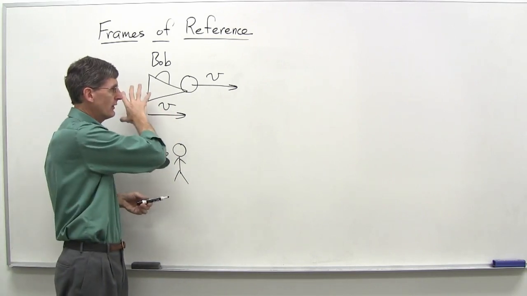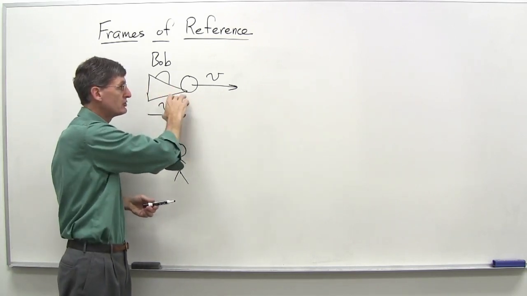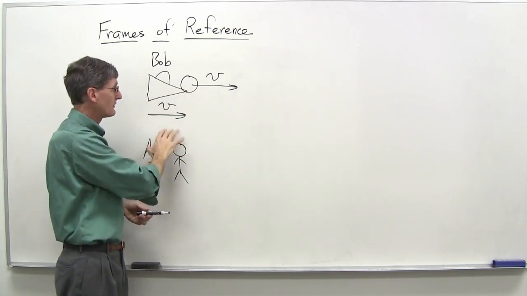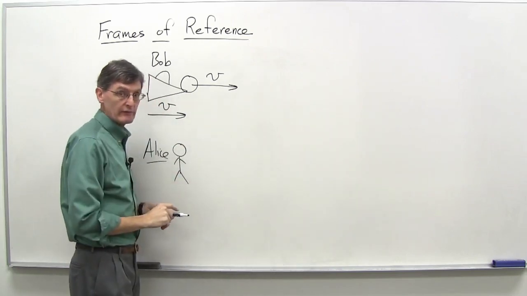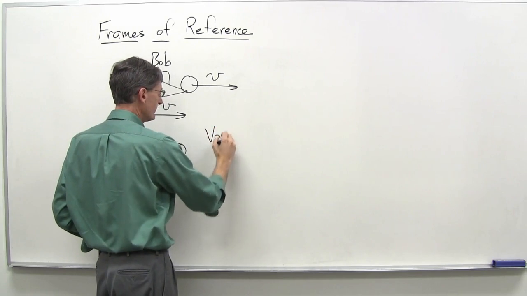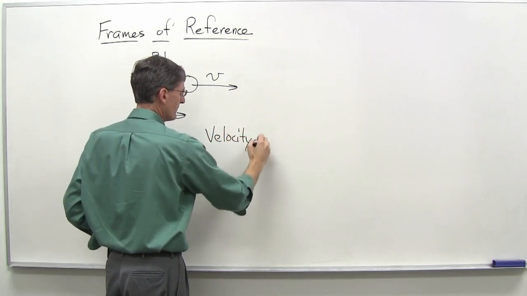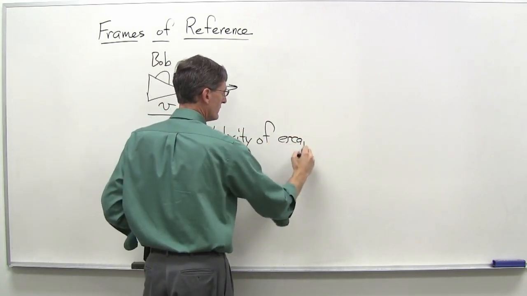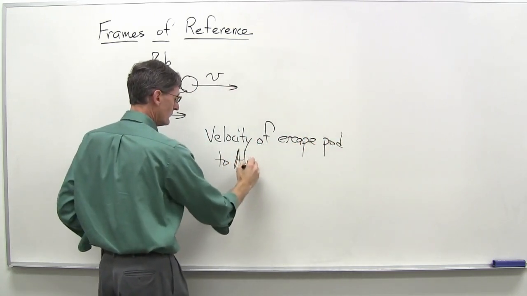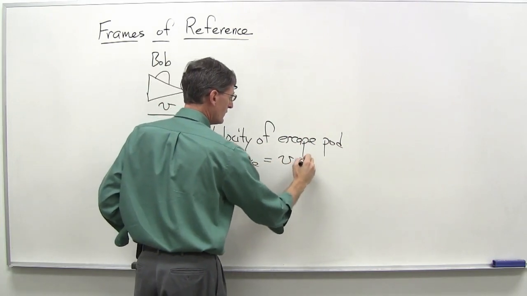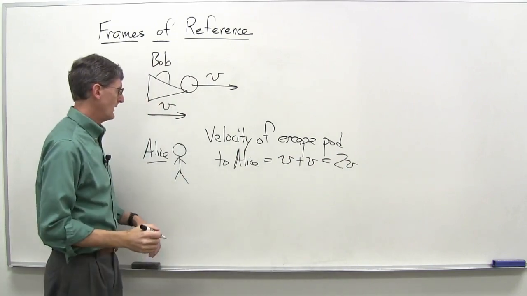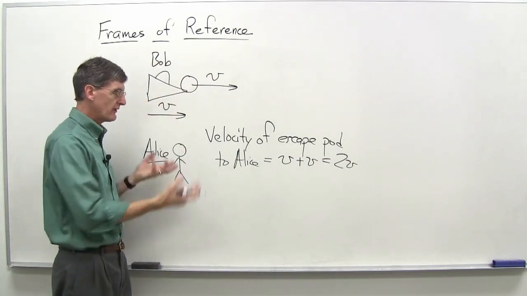And so if the escape pod is receding from Bob's ship at velocity v, and from Alice's perspective Bob's ship is going at velocity v, then the velocity of the escape pod to Alice equals v plus v, which of course is 2v. And we've chosen the same velocities in this case, but it works for any velocities.